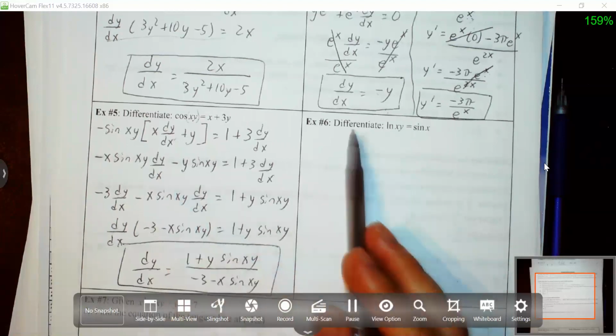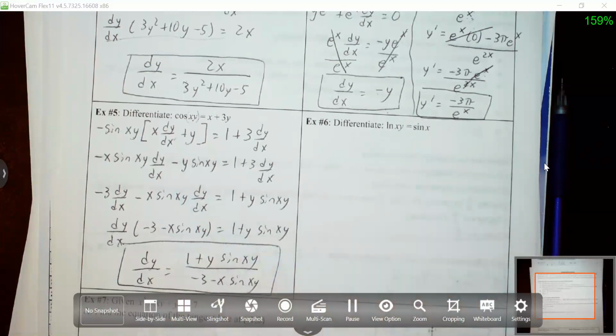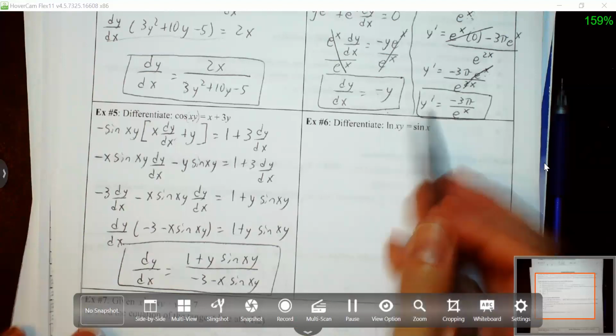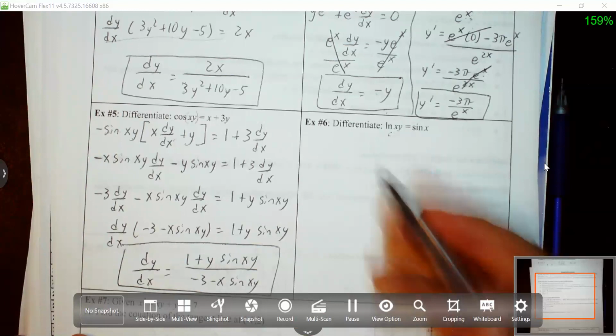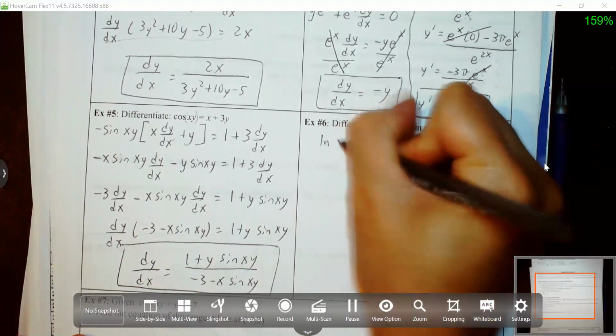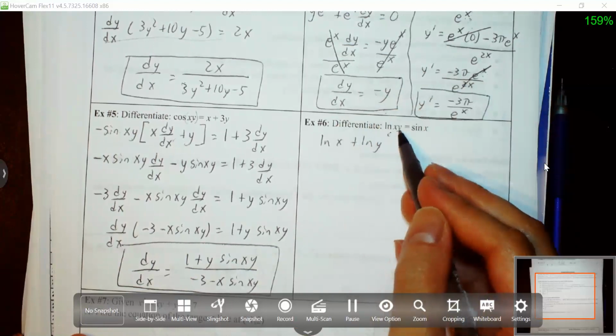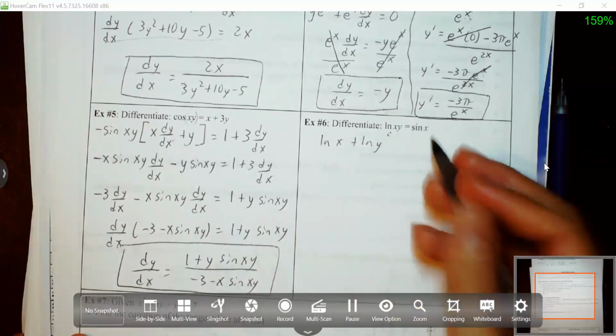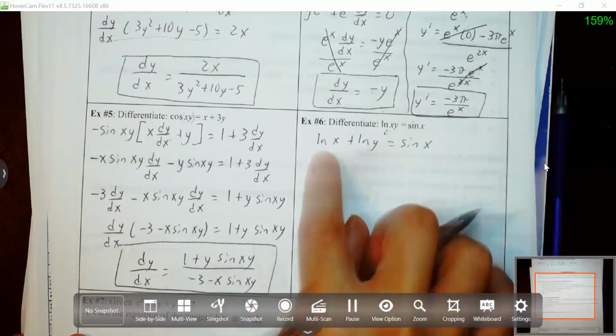Okay, let's do this one. Ln x times y is equal to sine x. Before we even do this, there's actually a couple of ways we could do this. But what I suggest for you to do here is to actually use our logarithm laws. And if I'm taking a log of a product, I could just separate this into ln x plus ln y. Remember that? If I'm taking the logarithm of a product, I could separate this out. So I didn't take any derivative here. I just rewrote that as ln x plus ln y.